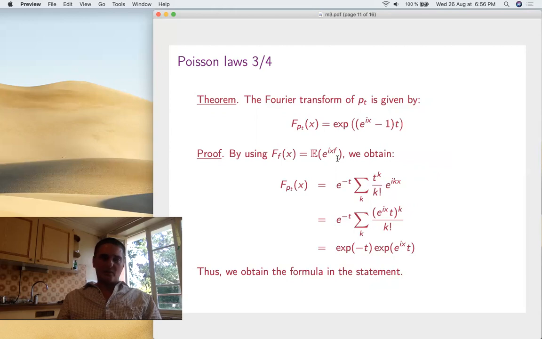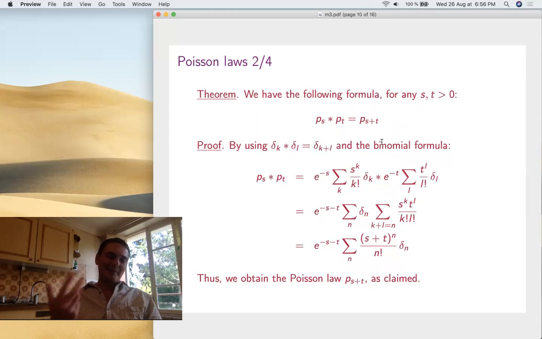Expectation of exponential of i times the variable, then we'll get this, and then you get an exponential here. So that's your formula. When t is 1, it's exponential of e^{ix} minus 1, and then it's multiplied by t. Actually, that's quite nice because if you take the logarithm, that's linear in t. So logarithm linear in t means exactly that you have this convolution semigroup property. We get another proof of this, because log Fourier linearizes the convolution.